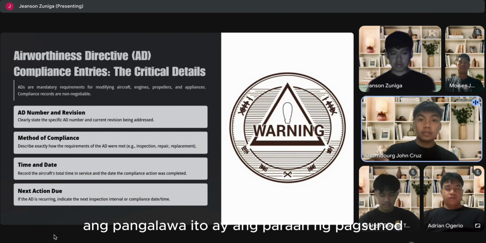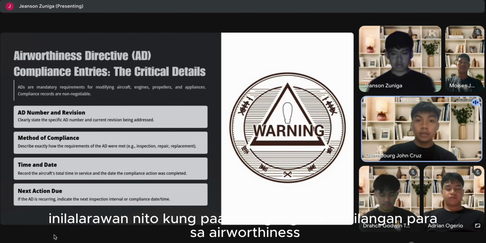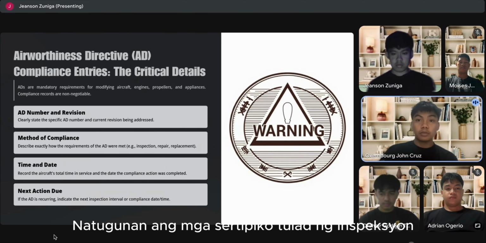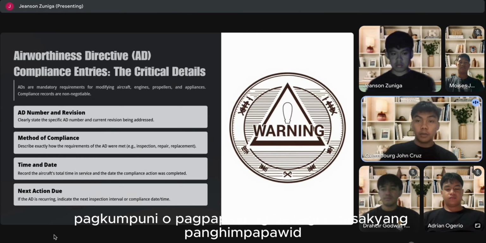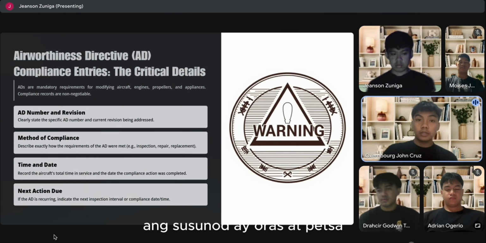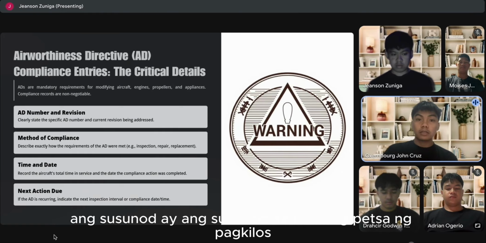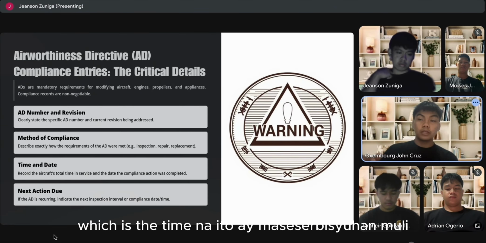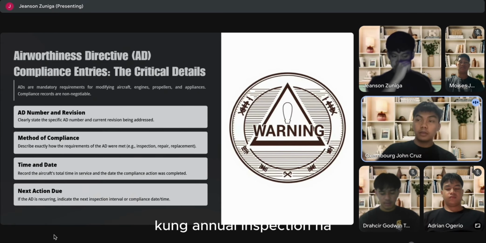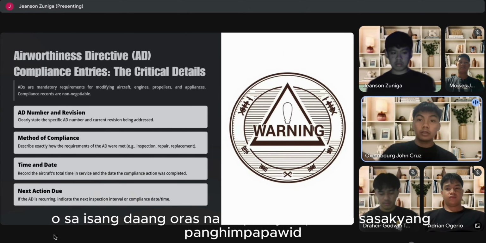The second one is the method of compliance. This describes how the requirements of the airworthiness directive were met, such as inspection, repair, or replacement of the part or the aircraft. The next is time and date, the record of the time and date when it was complied with or the action was completed. The next is the next action due date, which is when it will be serviced again, for example, the annual inspection or the 100-hour inspection for the aircraft.